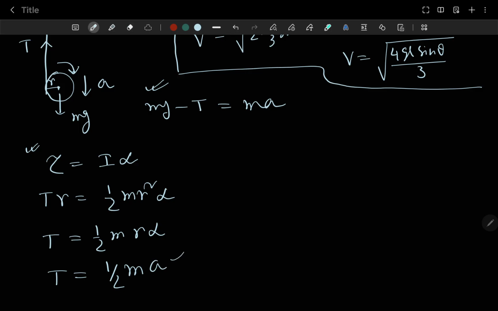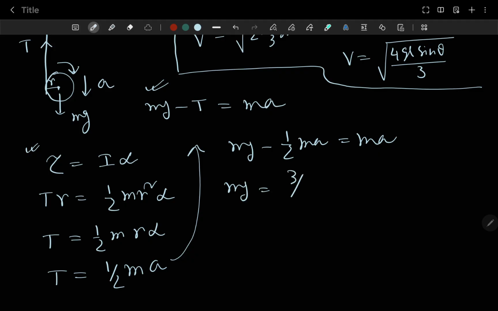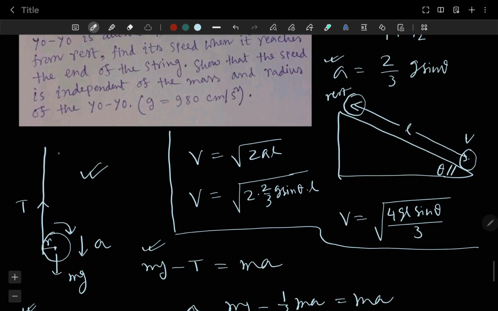Okay, now put this value here, we get mg minus half ma equals ma. So mg equals 3 by 2 ma, so this cancels out, I get a equals 2g by 3. Okay, so if the length of this rope is L, okay, so you see it is starting from rest, okay, so it acquires a velocity v, okay, after covering a distance L.